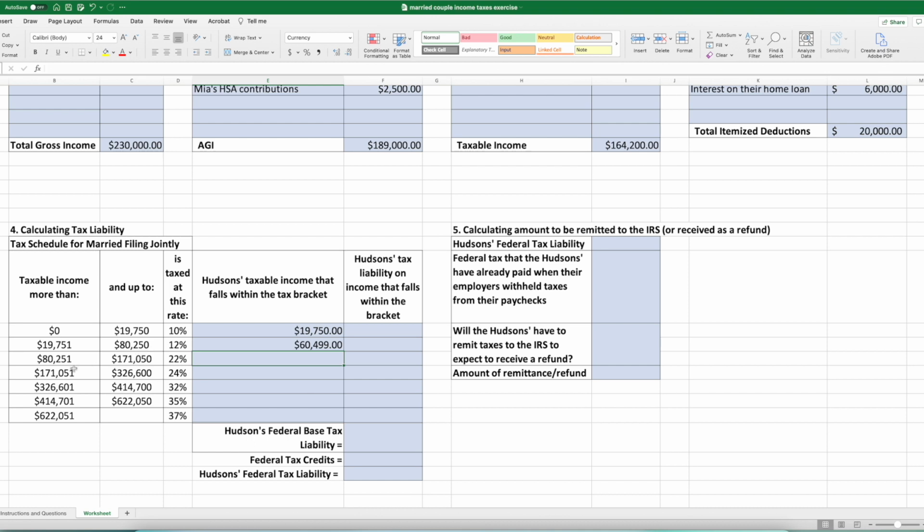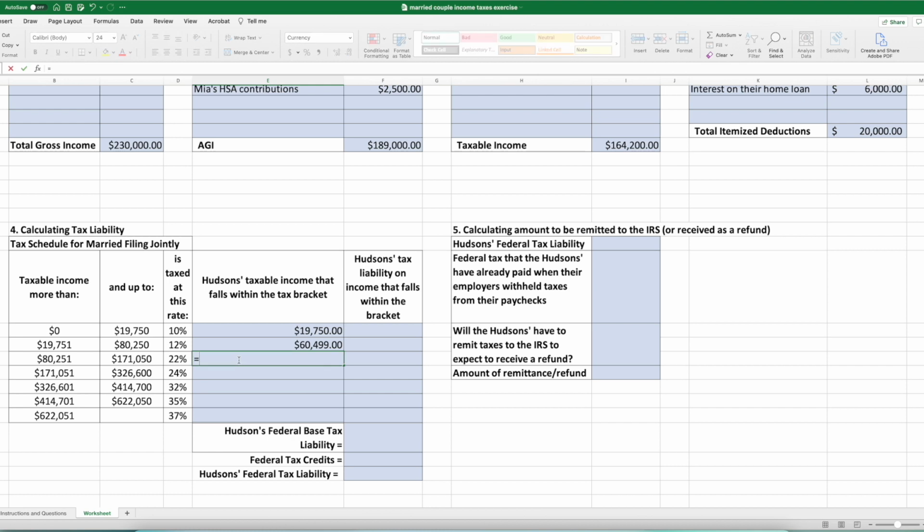So how much of their income is going to be portioned into this third tax bracket, which is taxed at 22%? Okay, well, is it going to be $80,251 all the way to $171,050? Well, no, because their income tops out at $164,200. So the amount of their income that's going to go in this bracket is $80,251 to where their income ends, which is $164,200.